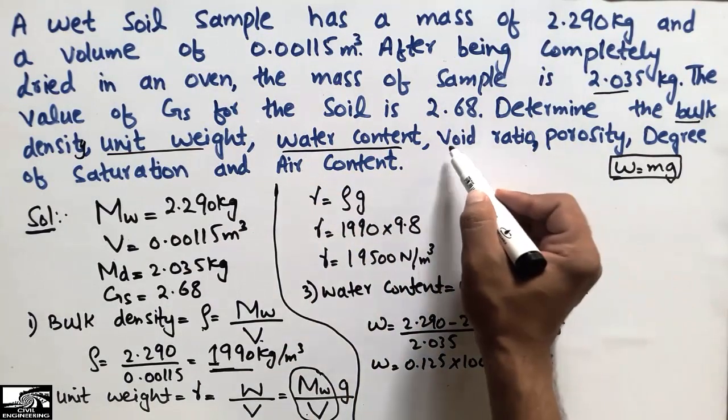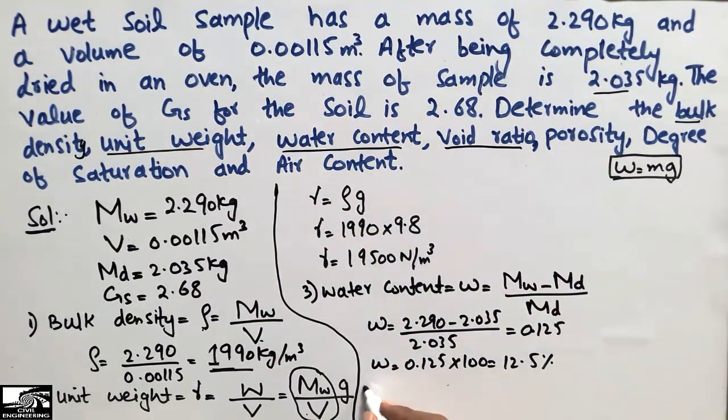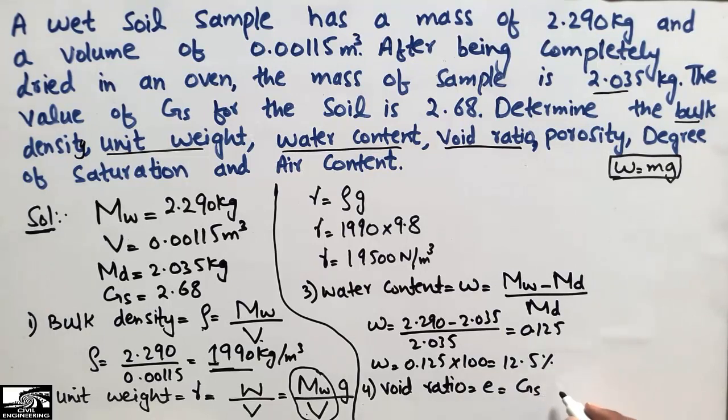So now the other one is the void ratio. The fourth one is the void ratio. The void ratio, which is unknown to us here, can be found by using this formula. This formula is used to find the void ratio when all the parameters are known to us. The void ratio is equal to G, the specific gravity, into 1 plus water content, into the density of the water, divided by the density of the soil sample, minus 1.